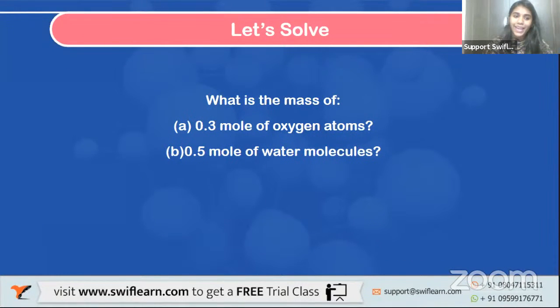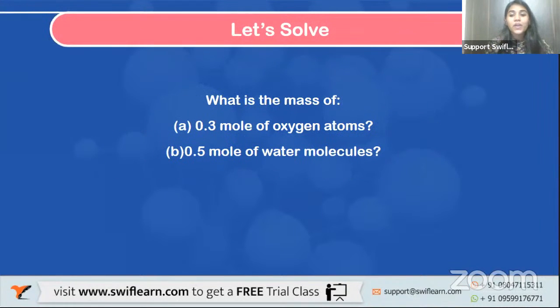Moving ahead, let me see if you can find this out. What is the mass of 0.3 mole of oxygen atoms? Try to find out. Also, the second question is 0.5 mole of water molecules. Try to find out and send it to me in the comment section. Let us see the answer.